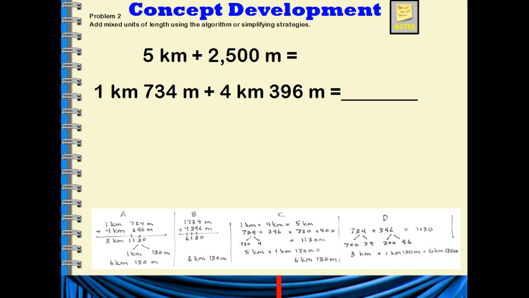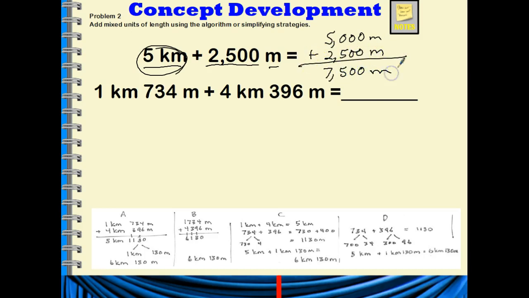Alright, so now we have 5 kilometers plus 2,500 meters. So this equals, we have to change this to meters. So we have 5,000 meters plus 2,500 meters. So that equals 7,500 meters.